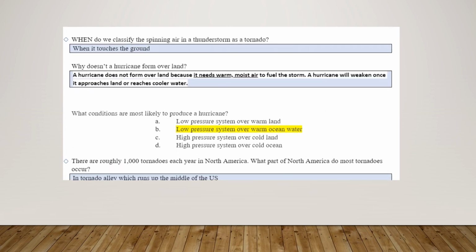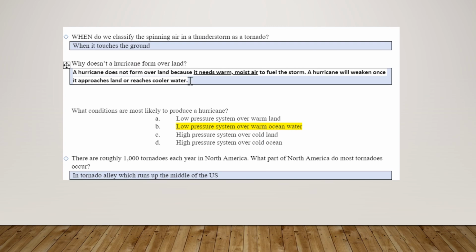Okay, second, why doesn't a hurricane form over land? Well, because a hurricane needs warm, moist air to fuel it. Again, the fastest way to kill a hurricane is to put it over cold water or put it over land. What conditions are most likely to produce a hurricane? We need a low pressure, lousy weather over warm ocean water.